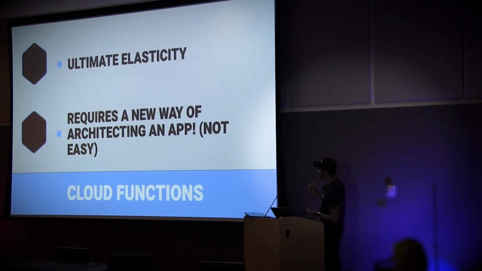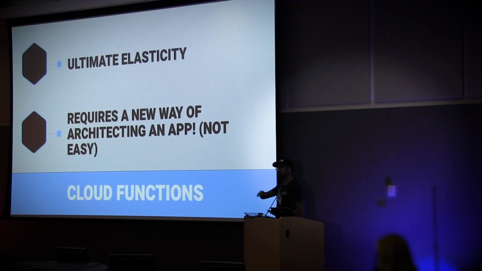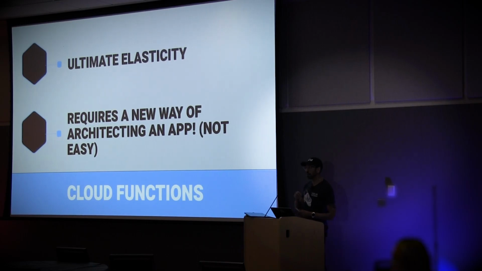All right, and we haven't talked much about cloud functions, but cloud functions are the ultimate in elasticity because they aggressively scale up and scale down. You don't have to do anything, it just does it for you. But it does require a new way of architecting your applications because cloud functions generally should be very, very small. And to give you an idea of what very, very small means, it should be no more than 100 or 200 lines of code total.